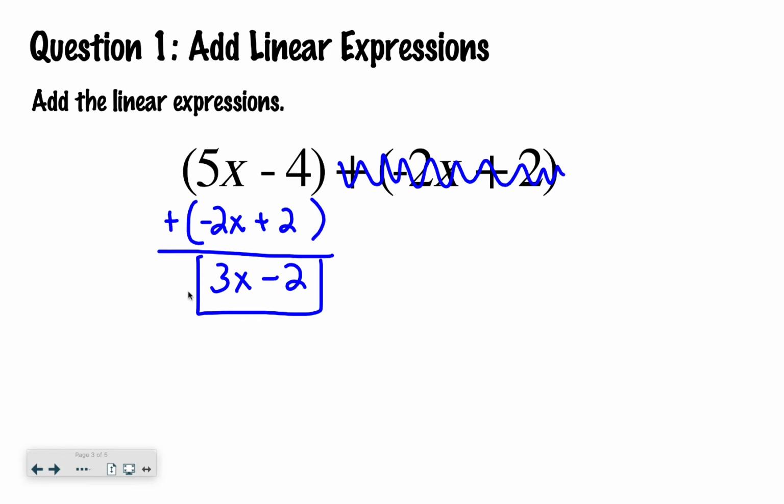Okay, for this problem, hopefully you stacked your problem and you said 5x plus -2x, because those are my like terms. 5x plus -2x is a positive 3x. And then -4 plus a positive 2 is a -2. So my answer is 3x minus 2.